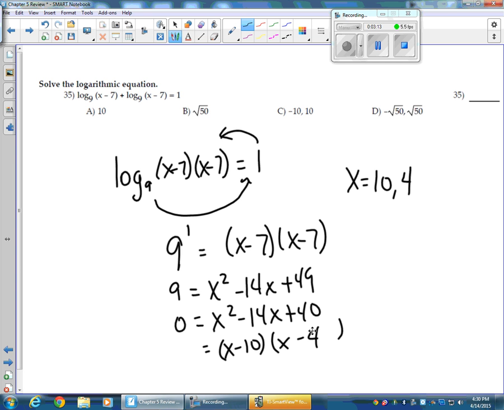Now they won't both work. Obviously, if I'm looking here, the only thing that would work is the 10. And the reason why the 4 won't work, see, none of these, I don't have square root of 50 as an option. I don't have negative 10 as an option. I don't have negative square root of 50 as an option. The reason why 4 won't work is if I plugged it back in, that would make this a negative number if I plugged in 4, and we can't be taking the log of a negative number. This number right here would have to be positive.